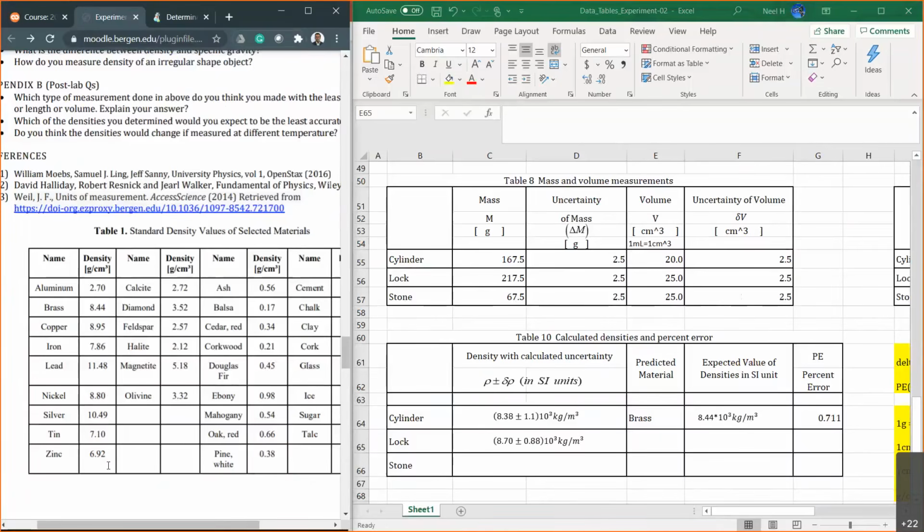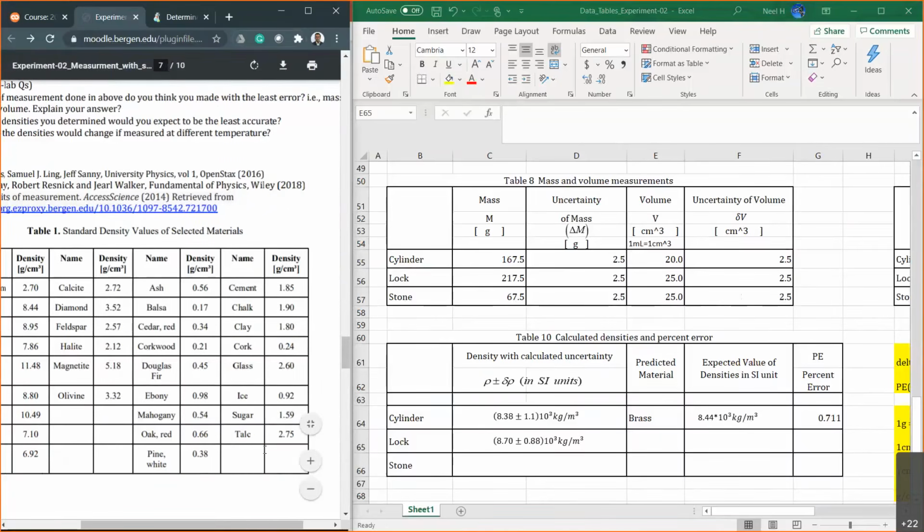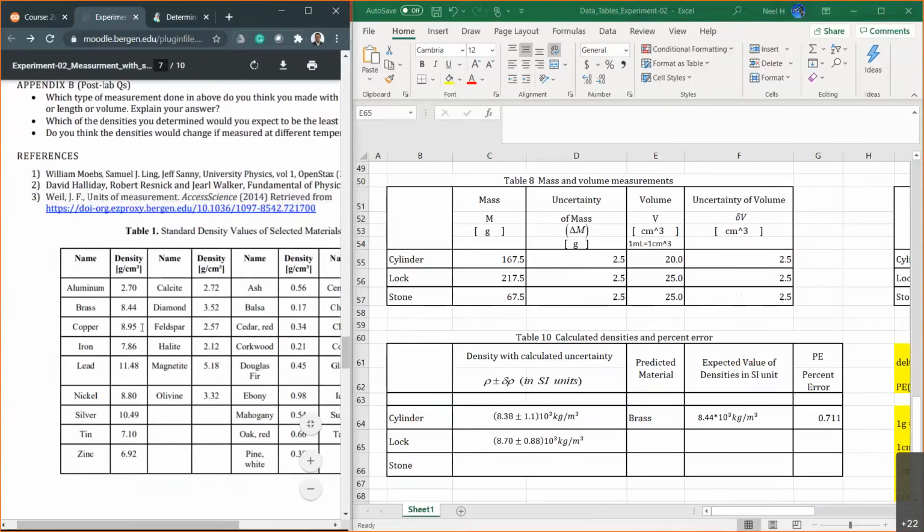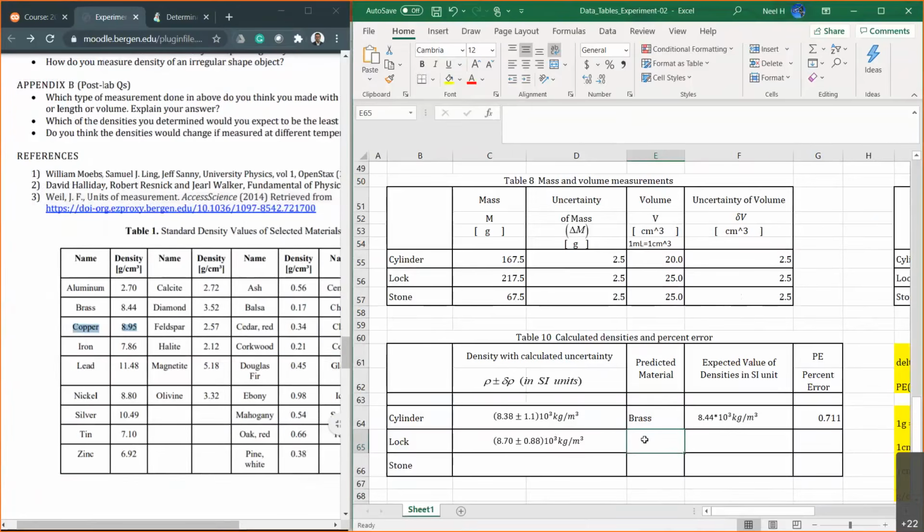Let's see if there are any other numbers close by. No, so only these two. So I'm going to read the number 8.95. That's the copper, okay? Copper or an alloy of copper, right? Both can be correct because it's a yellowish color metal. So this is going to be 8.95.